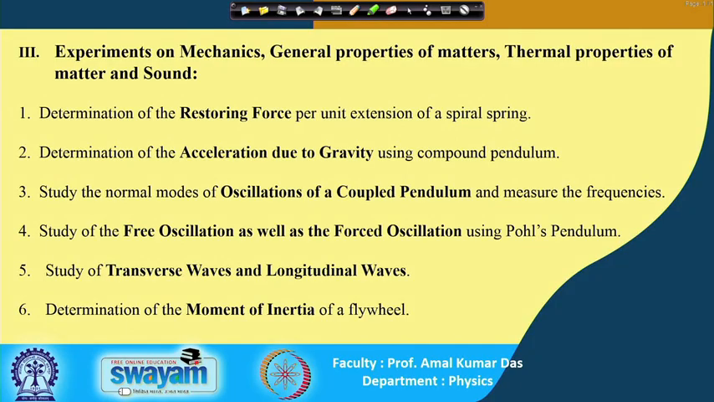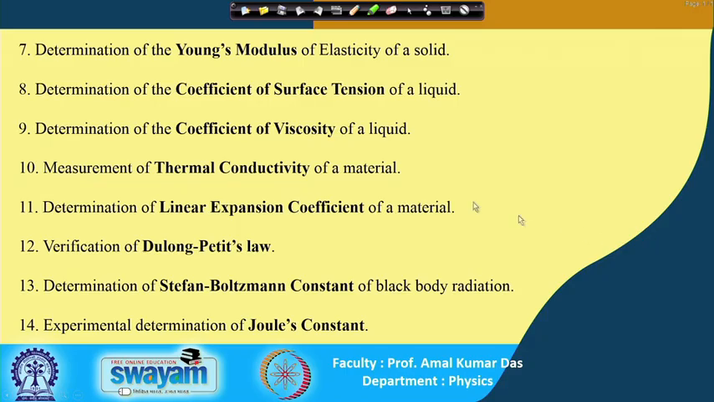So, the sixth experiment we will demonstrate is the determination of the moment of inertia of a flywheel. So, how to determine the moment of inertia of a body. So, here we will take this body as a flywheel and demonstrate how to measure the moment of inertia. So, this way there are some other experiments.